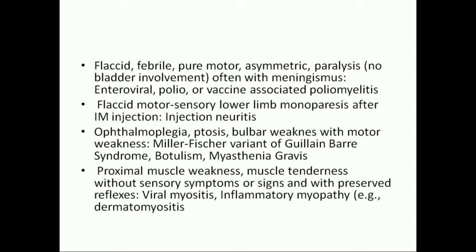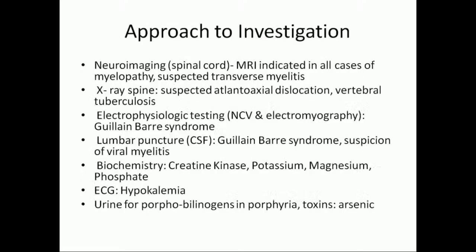If there is proximal muscle weakness, muscle tenderness without sensory symptoms and signs, with preserved reflexes, then it indicates viral myositis or inflammatory myopathy like dermatomyositis. As far as investigation is concerned, you have to do MRI, which will show whether there is transverse myelitis or compressive myelopathy, or some infection, or an infarct in the spinal cord. In GBS there would be enhancement of the anterior nerve roots.